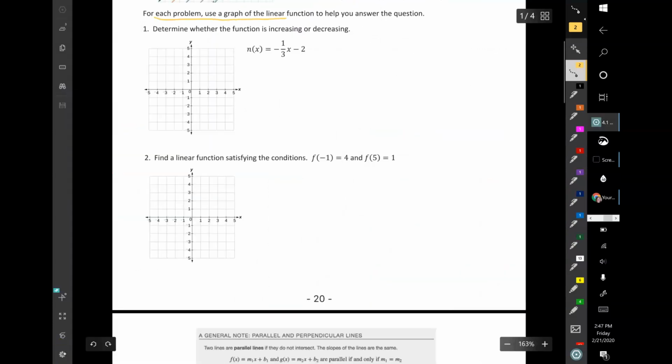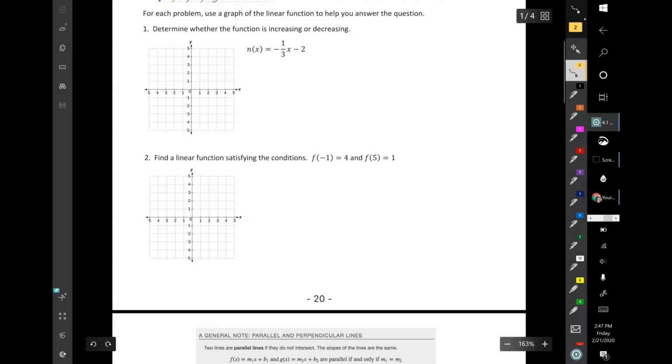So for each problem, use a graph of the linear function to help you answer the question. Number 1, determine whether the function is increasing or decreasing. Now you can just look at the function itself and notice what the slope is doing. So we have n of x equals negative 1/3 x minus 2.